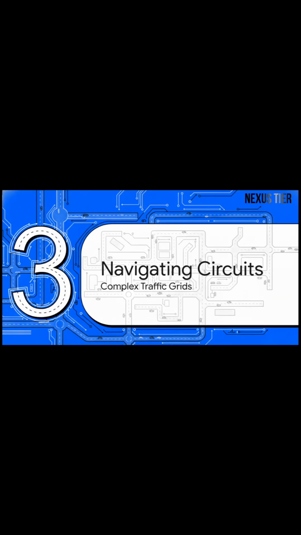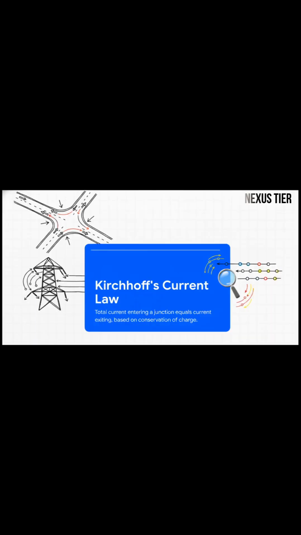All right, moving on to Chapter 3, navigating complex circuits. Now that we have our individual components, how do they combine into complex networks? Think of it like a giant city traffic grid. The crucial point here is that in any complex traffic grid, cars can't just magically vanish into thin air, right? The exact same rule applies to electricity.